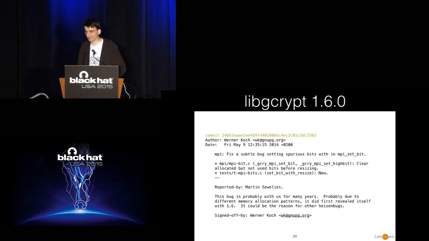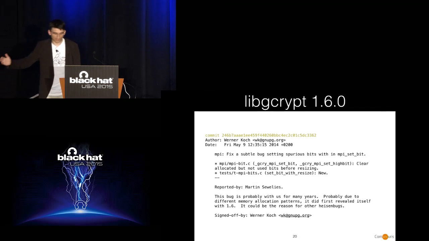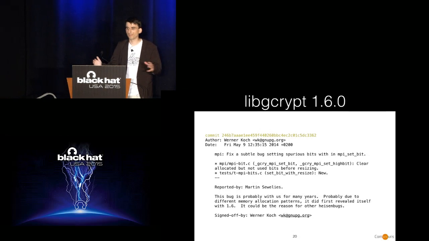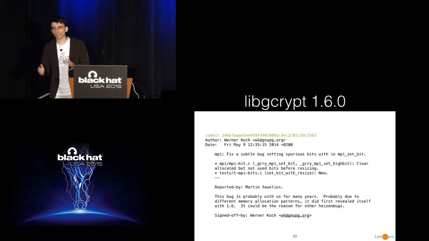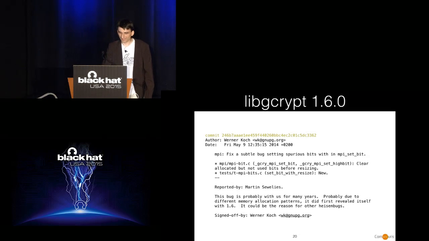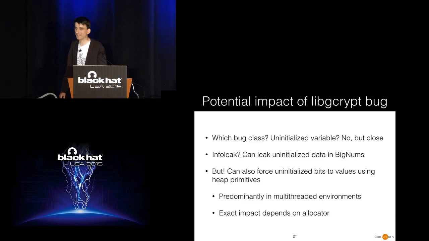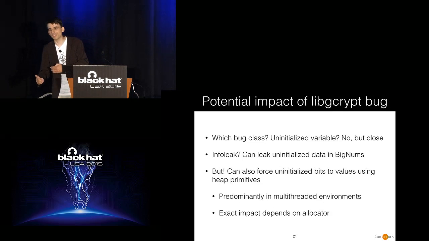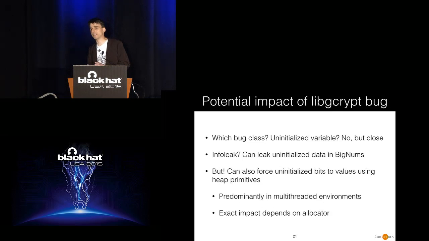if you read the commit log and you look at the code, it's a little bit hard to believe what's going on there. So they have a routine for setting bits in a bignum word, and they allocate the bignum at some point, but they don't clear all the bits under certain circumstances. So what that means is that you can end up leaking data from uninitialized regions of memory using that bug, but you can also force bits to values using heap primitives. So that's predominantly in the multi-threaded environment case. So this would be more like if somebody used Apache with GnuTLS than if somebody used GnuPG in a mail client. But the exact impact there depends on the allocator.